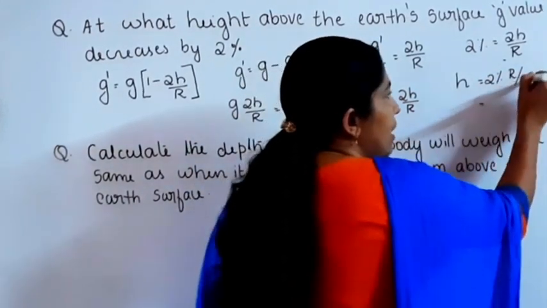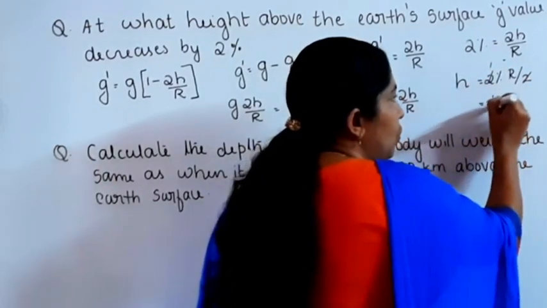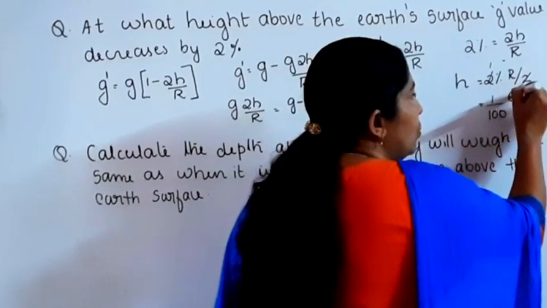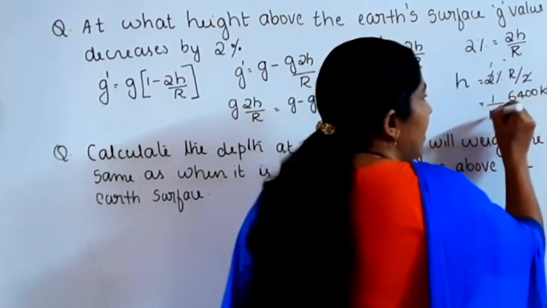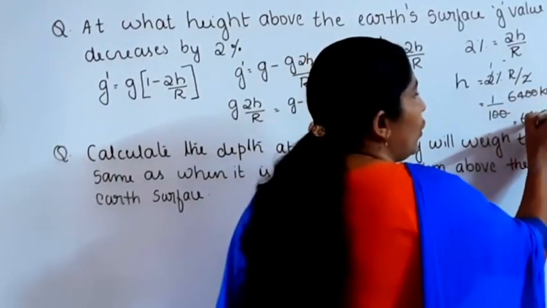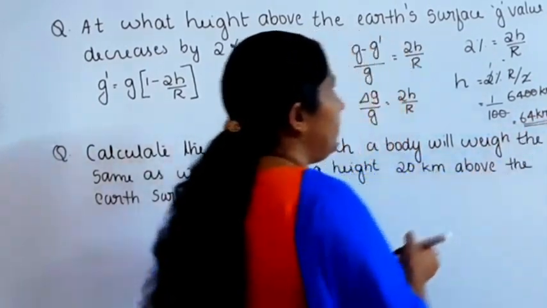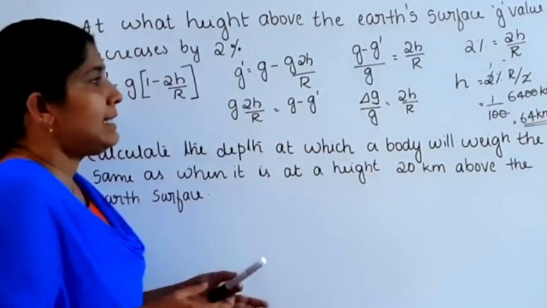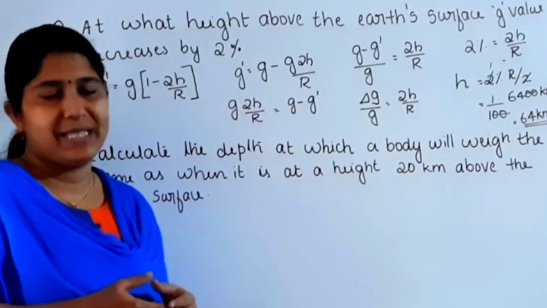The 2 gets cancelled, then 1%. 1% is equal to 1 by 100, 1 by 100 into R. R is equal to 6,400 kilometer. Then the zeros get cancelled, so it's equal to 64 kilometer. 64 kilometer is the height where the acceleration due to gravity decreases by 2%.